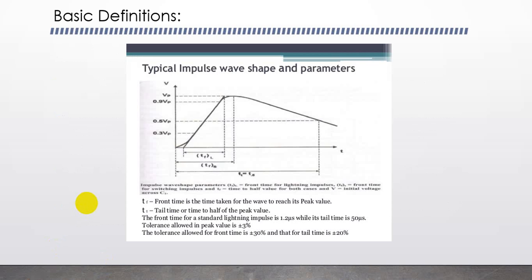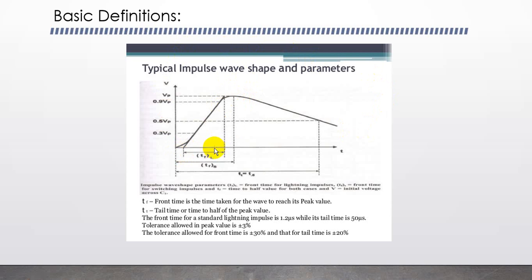What do you mean by waveform? An impulse waveform has a sudden increase in the magnitude of the voltage and then a sudden fall of the voltage. We observe a peak point here, and before this peak point, if we check the time, it is a very short duration, and after this peak point there is a sudden fall in the magnitude of the voltage.